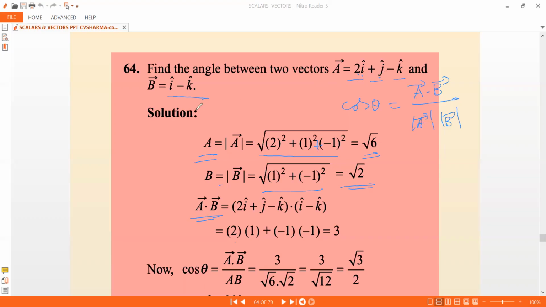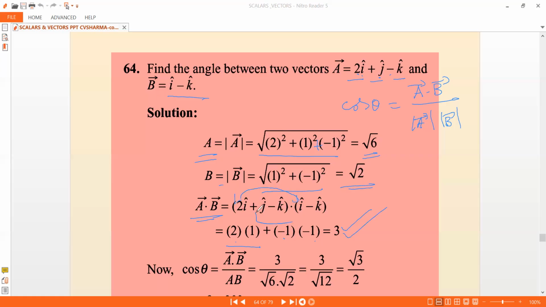And now j, you don't have a j component here, so it goes to 0. The j component will be 0. And then here minus k with minus k, so that is minus 1 into minus 1, that is plus 1. So here 2 into 1, that is 2, and minus 1 into minus 1, that is 1. 2 plus 1 is 3. So that's how you get it. I hope it's clear. So it's like this you have to do.